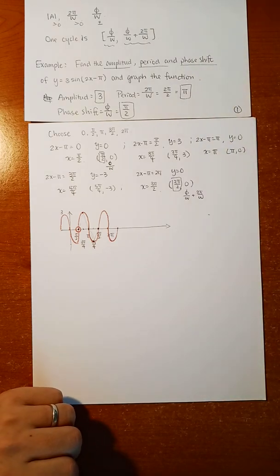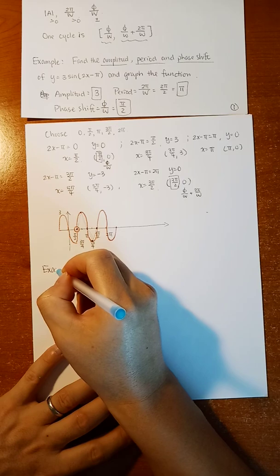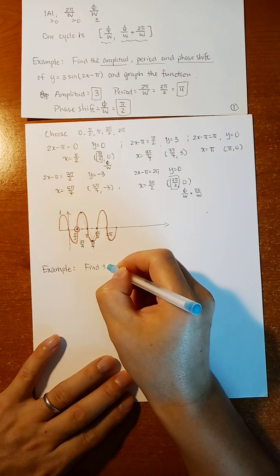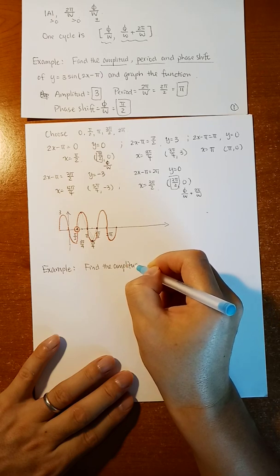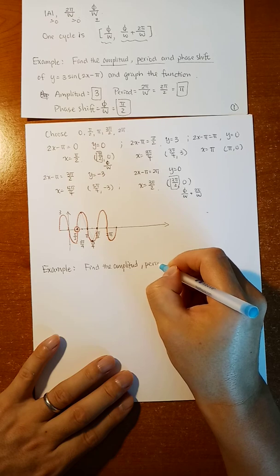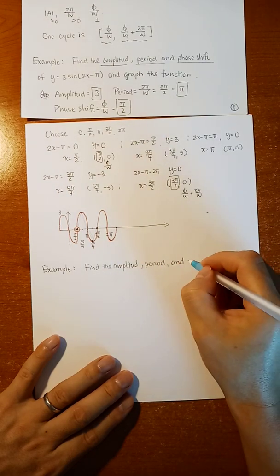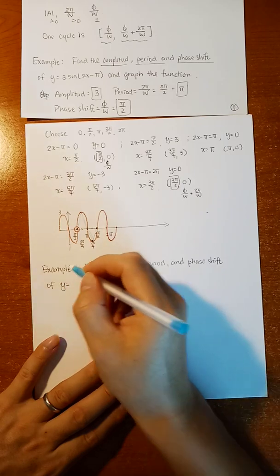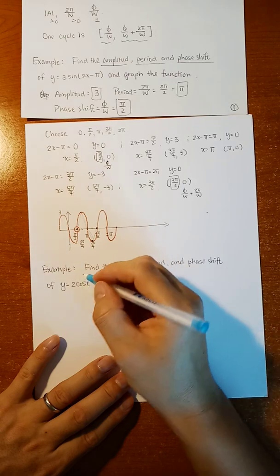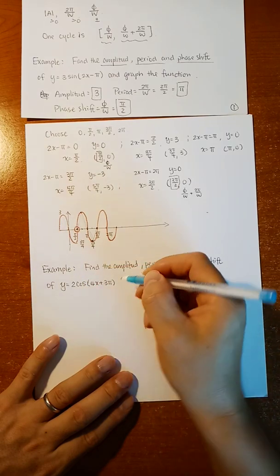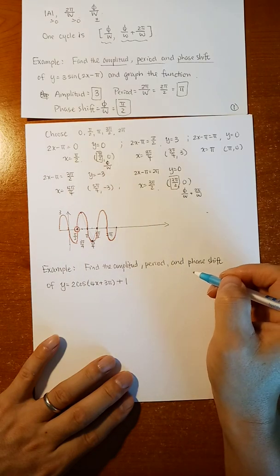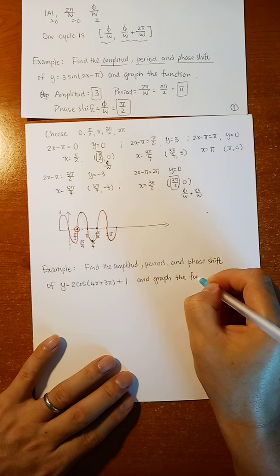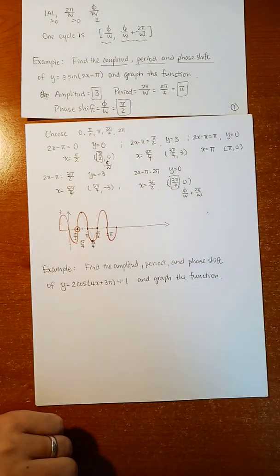Now let's graph another one. Find the amplitude, period, and the phase shift of y equal to 2 cosine 4x plus 3 pi, plus 1, and graph the function. Graph the function. Okay.